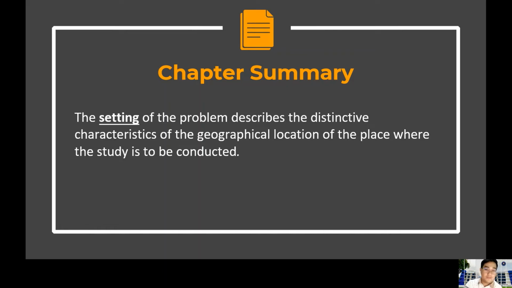The setting of the problem describes the distinctive characteristics of the geographical location of the place where the study is to be conducted. So basically, where are you studying, your setting, or the commonalities between your participants in their setting as well. Are they part of a specific group? Are they part of an institution?